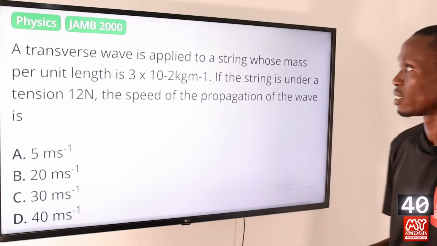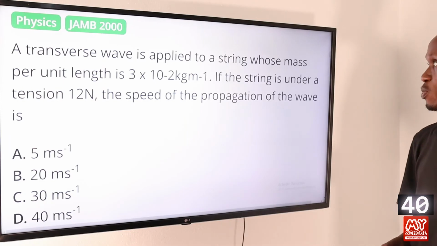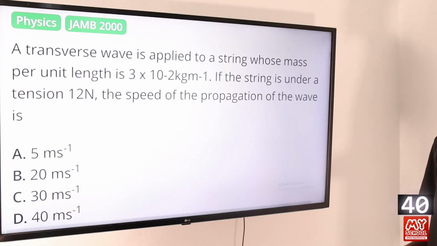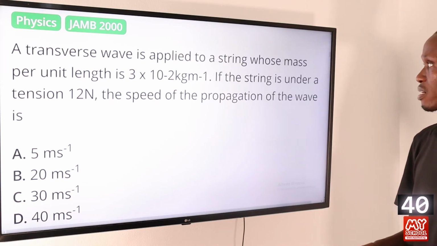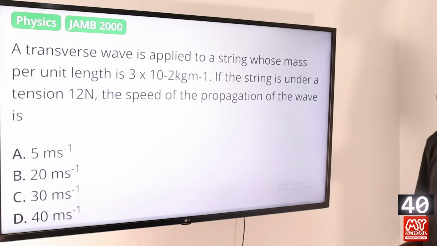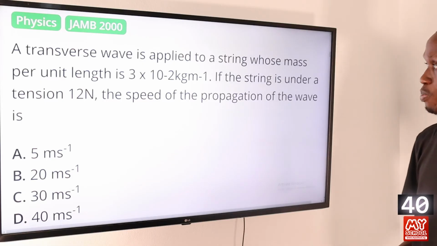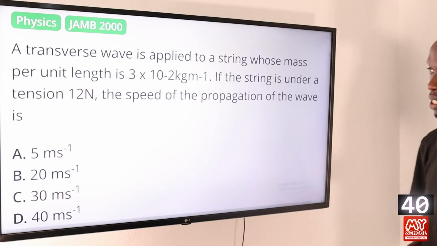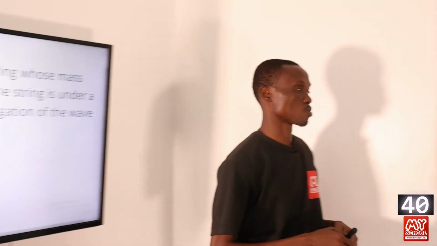Question 40. A transverse wave is applied to a spring whose mass per unit length is 3 times 10 raised to power minus 2 kilogram per meter. If the spring is under a tension of 12 Newton, the speed of the propagation of the wave is? So let's move to the board to solve this question.